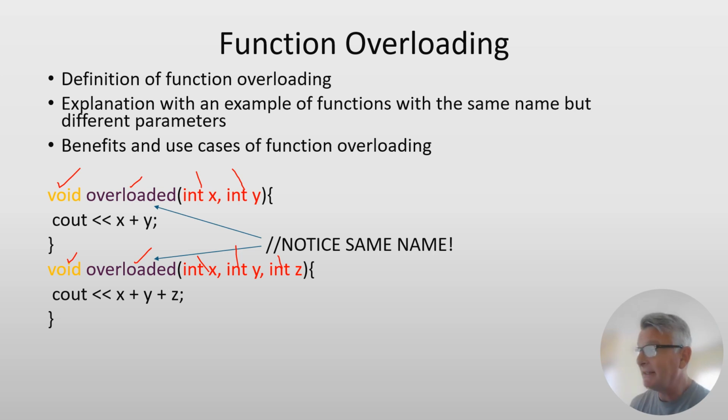So because it has the same name, we can just go into our main, or wherever we're going to call this function, and we can say overloaded 3, 4. And then that will find the overloaded function name with only 2 parameters. And then I can say overloaded 3, 4, 5. And that's going to find the function with 3 parameters.